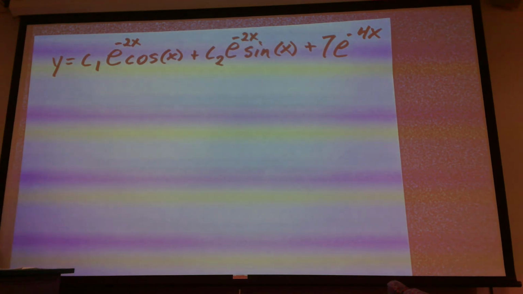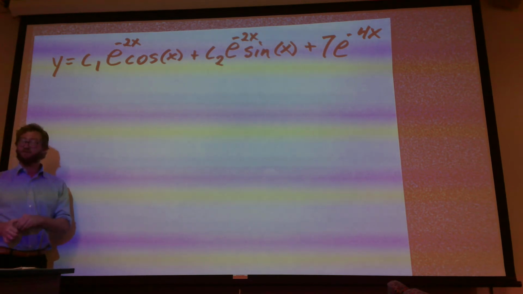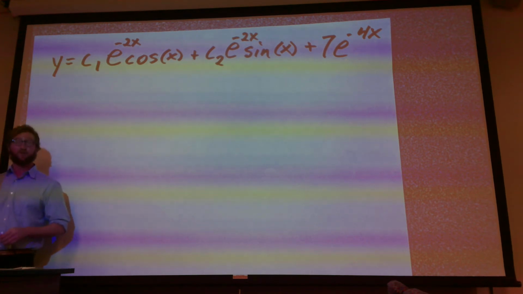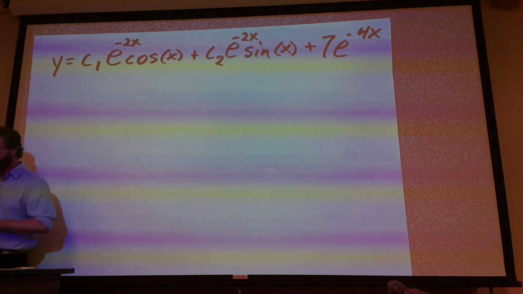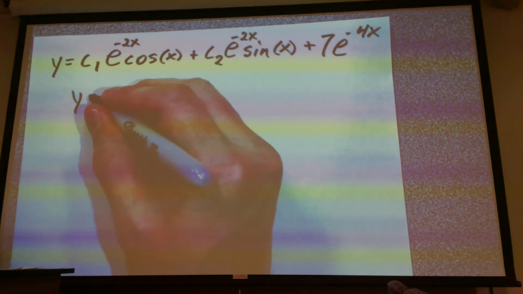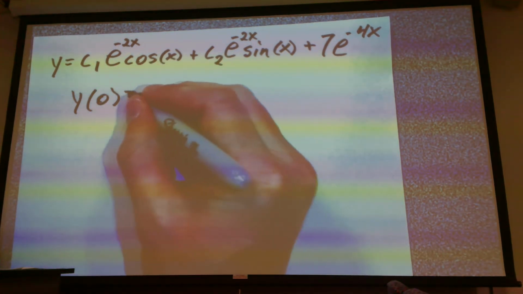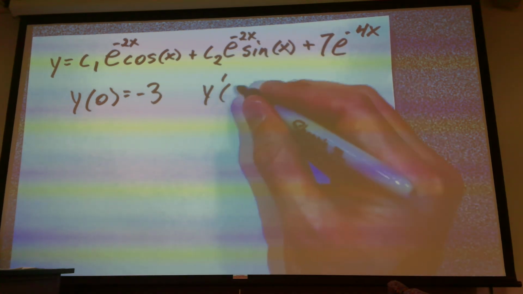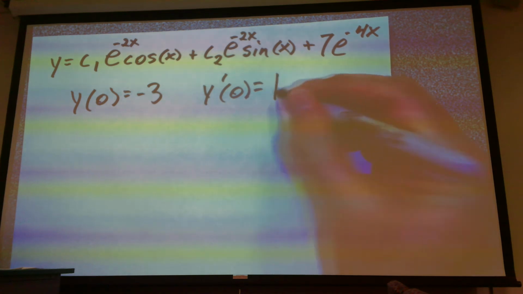Okay, so we have our y, which is the sum of the complementary and the particular. All right, so now we get down to the point where we have to figure out what C1 and C2 are. Okay, so we're not done with this problem. So at this point of the problem, we're going to take into the fact that y of 0 equals negative 3, and that y prime of 0 is going to equal 1.